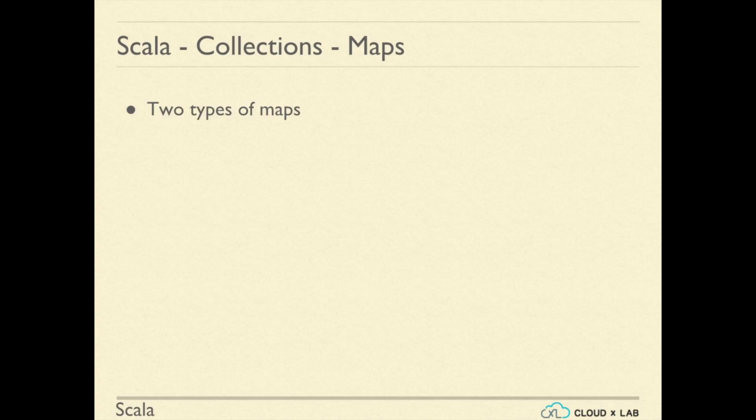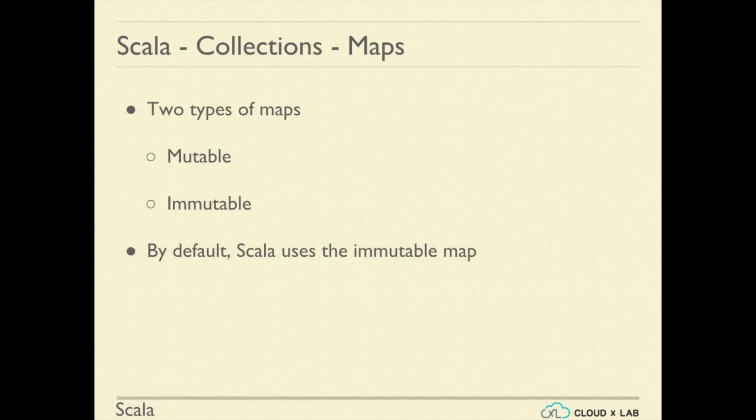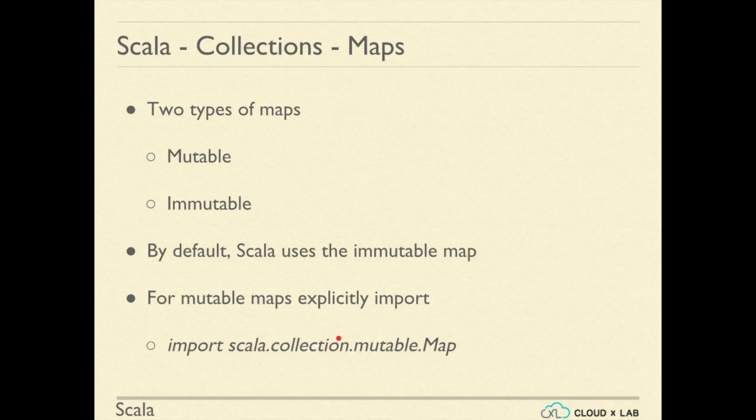Scala provides two types of maps, mutable and immutable. Please note that by default, Scala uses the immutable maps. It means that you cannot change the value of a key. If you want to use mutable maps, please import the scala.collection.mutable.Map class explicitly.